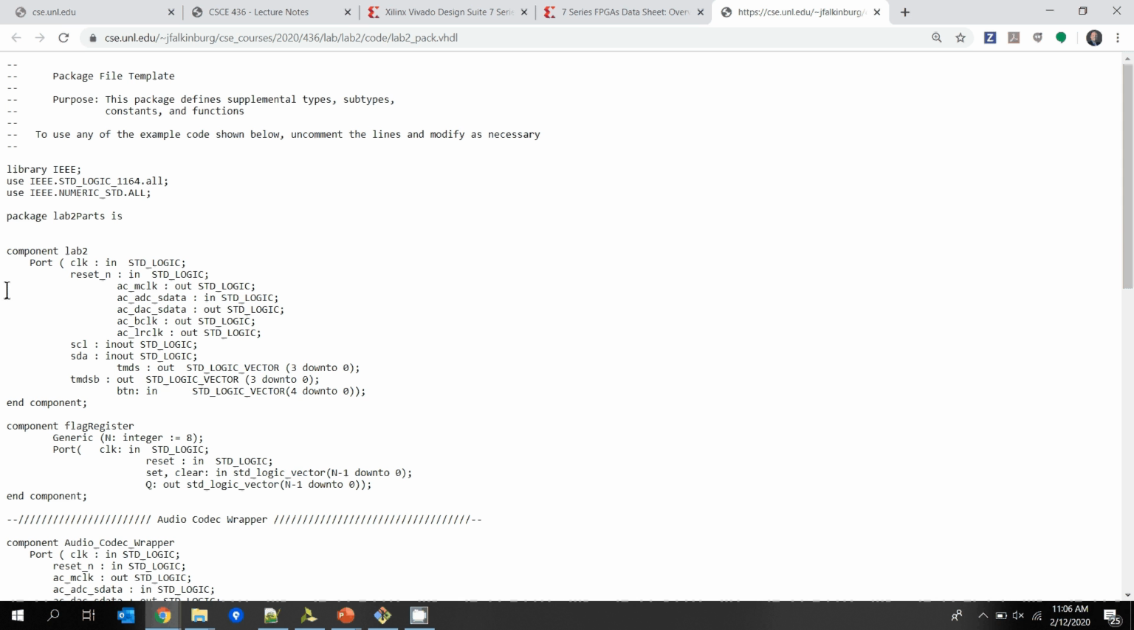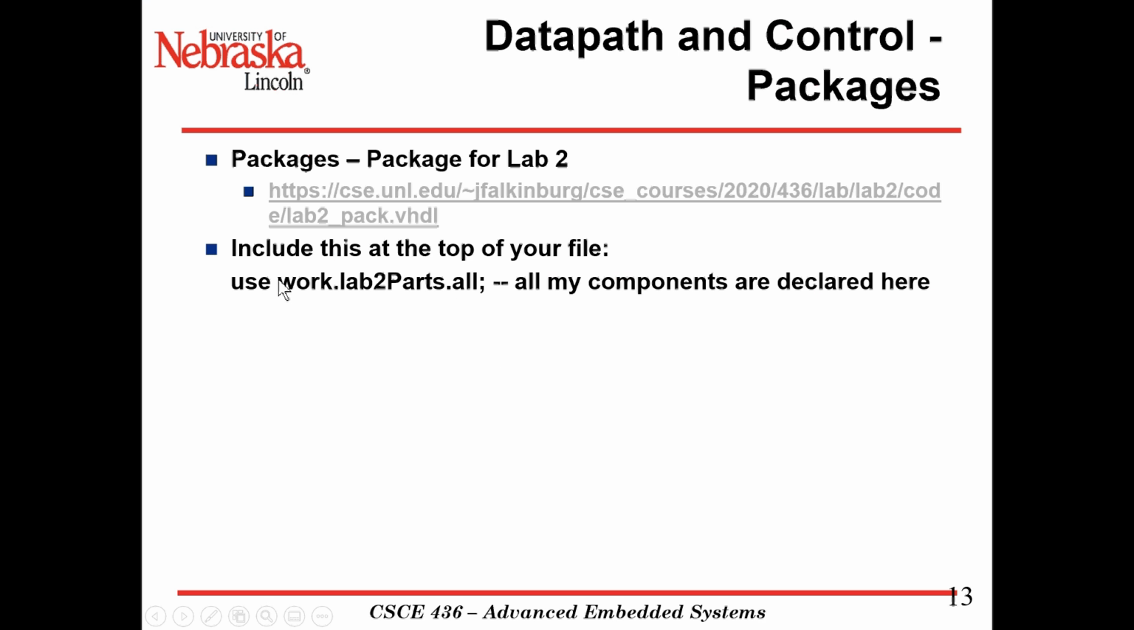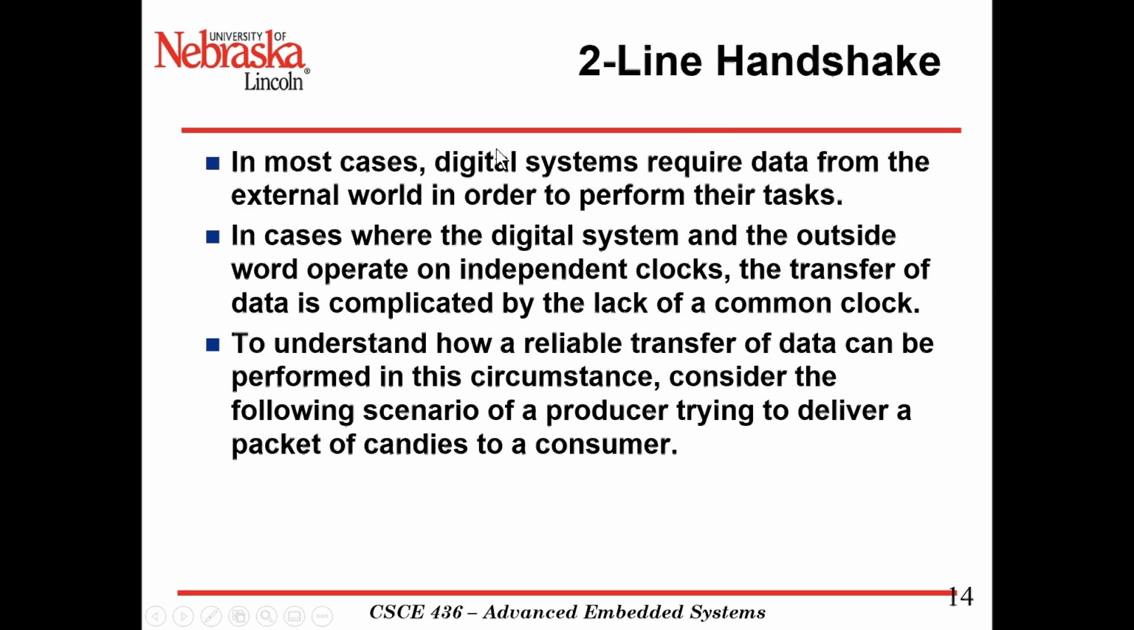So if I wanted to add, let's say you have multiple flag registers instantiated, if you wanted to just add one more port to that, you could just add it in one component declaration. And then in the top of your code, all you have to do is include the line use work.lab2parts.all. Make sure you have that included in your project.